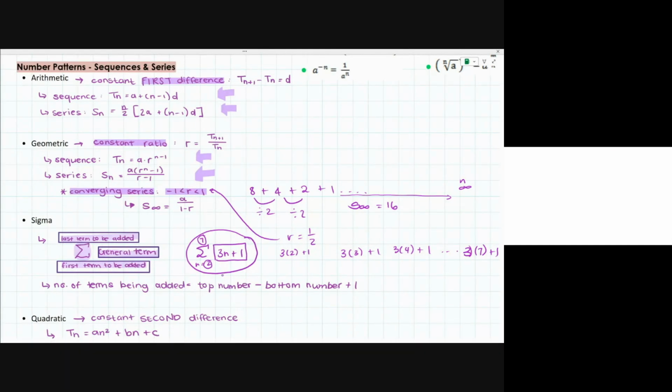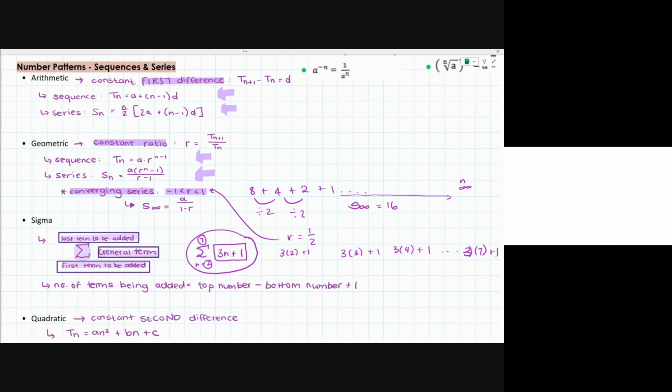Now, this doesn't happen often, but as you can see in this example, I've started adding from term 2. I haven't started adding from the first term of my sequence. And so what that means is we just need to be careful in terms of how many terms we're adding. So if we just count, I'm adding term 2, 3, 4, 5, 6, and 7. I'm actually only adding 6 terms here.